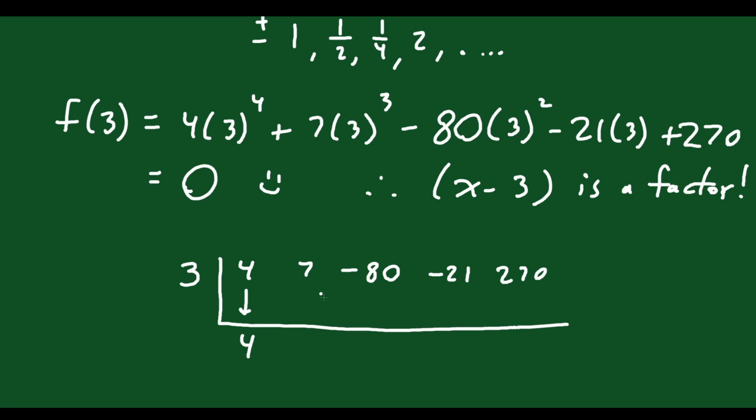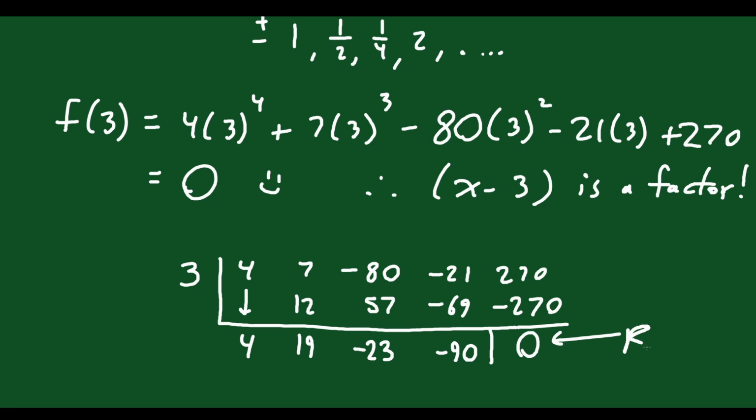3 times 4 is 12. 12 plus 7 is 19. 3 times 19 is 57. 57 and minus 80, you get minus 23. 3 times negative 23, negative 69. Negative 69, negative 21, negative 90. 3 times negative 90, negative 270. And of course, 270 minus 270 is 0. You better get a 0 here, otherwise it means we made a mistake. So that's good news for us.